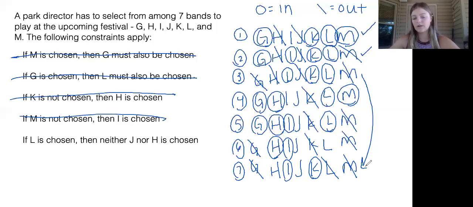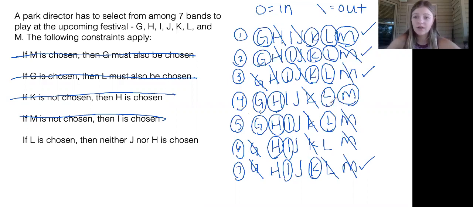However, going back down to my copy world where L is not chosen, that rule cannot apply because the rule only applies when L is chosen. So I know that world number 3 and world number 7, good to go. World number 4, do we know where L is? We do. It is circled.